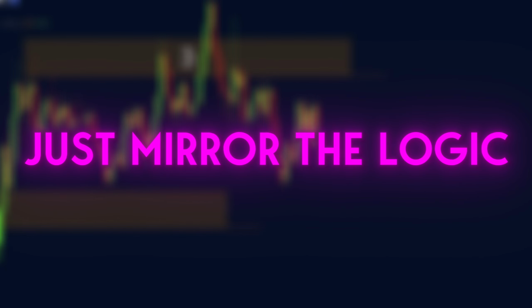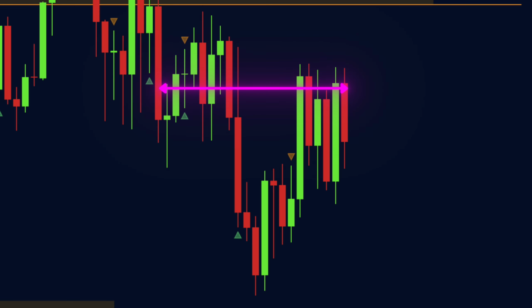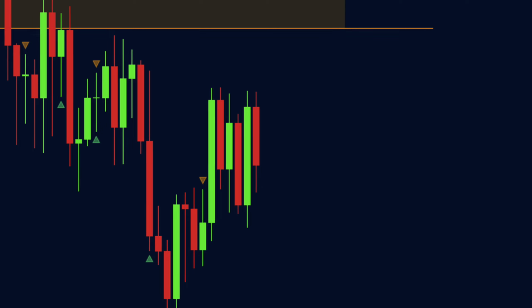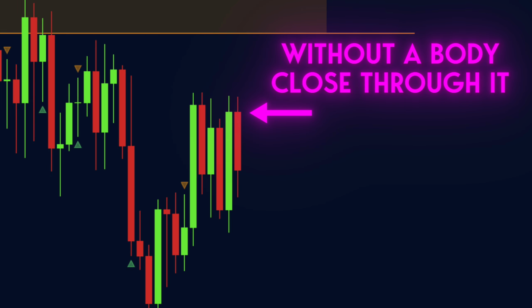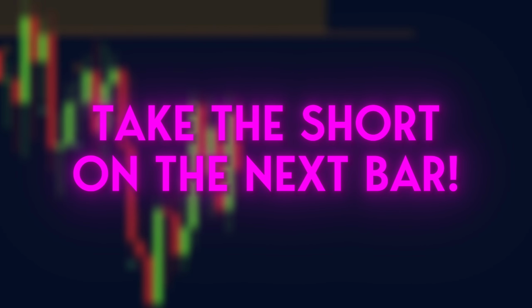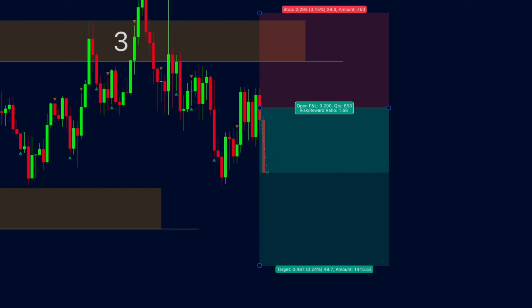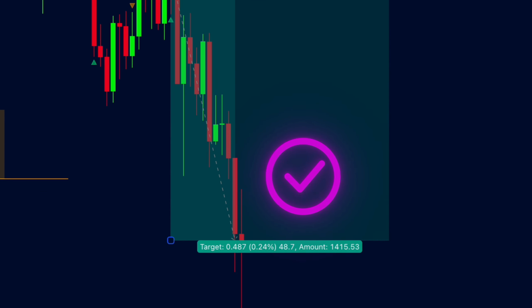For short entries, just mirror the logic. You need a validated orange resistance zone above price with a count of at least 3. Next, let price gap away for several untouched candles, then wait for it to come back and wick into the level without a body close through it. After 5 bars complete, check for the confirmed high fractal marker on the retest wick, and once you see it, take the short on the next bar. Then place your stop loss just above the resistance line or top edge of the box if you're using extreme, and target 1.5 times your risk.